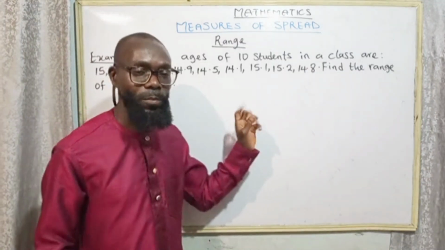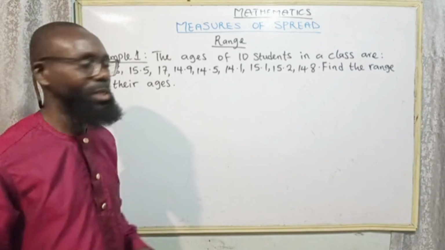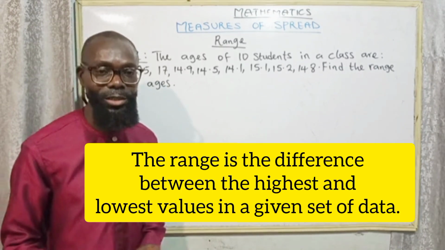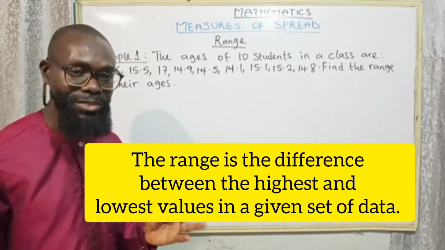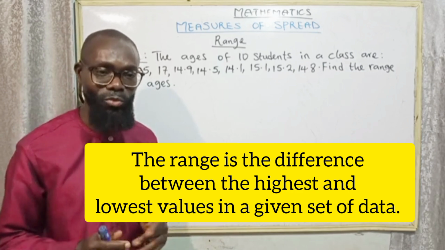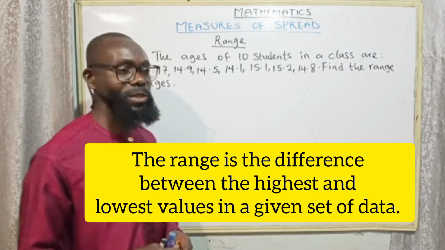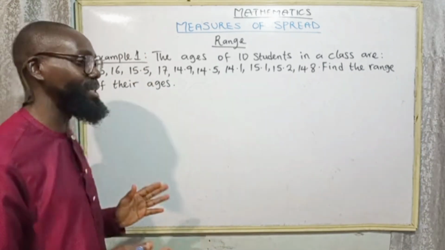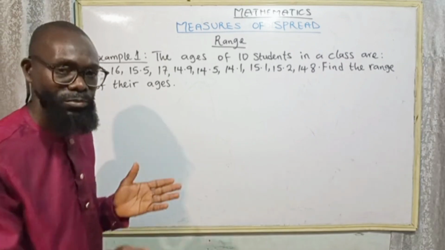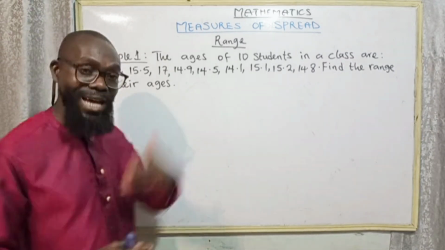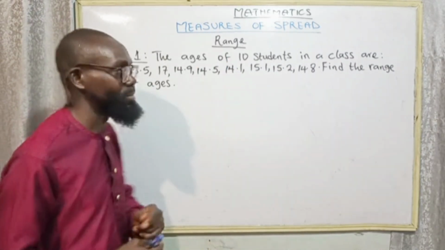The first one we'll talk about is the range. The range is the difference between the highest value and the lowest value in a given data, which means that the range is talking about the extremes, that is the highest and the lowest.